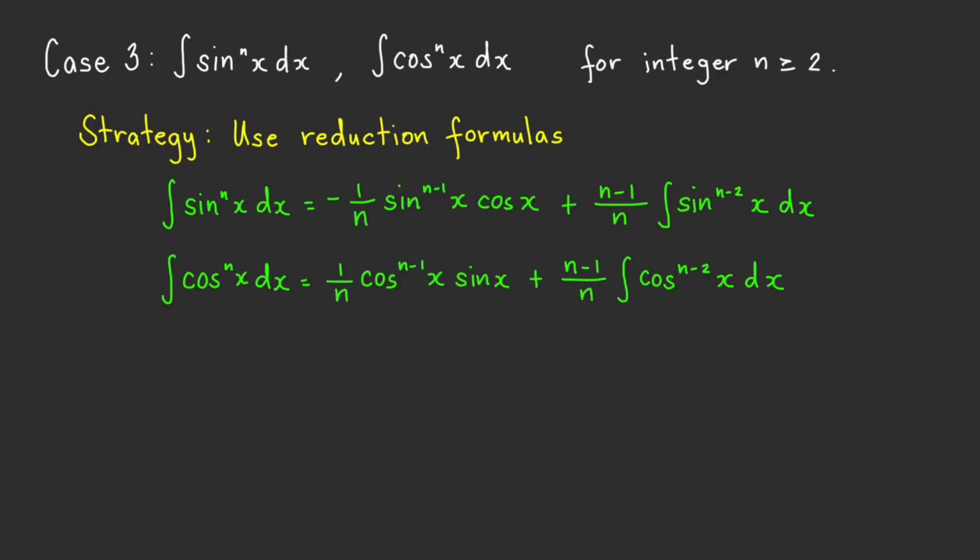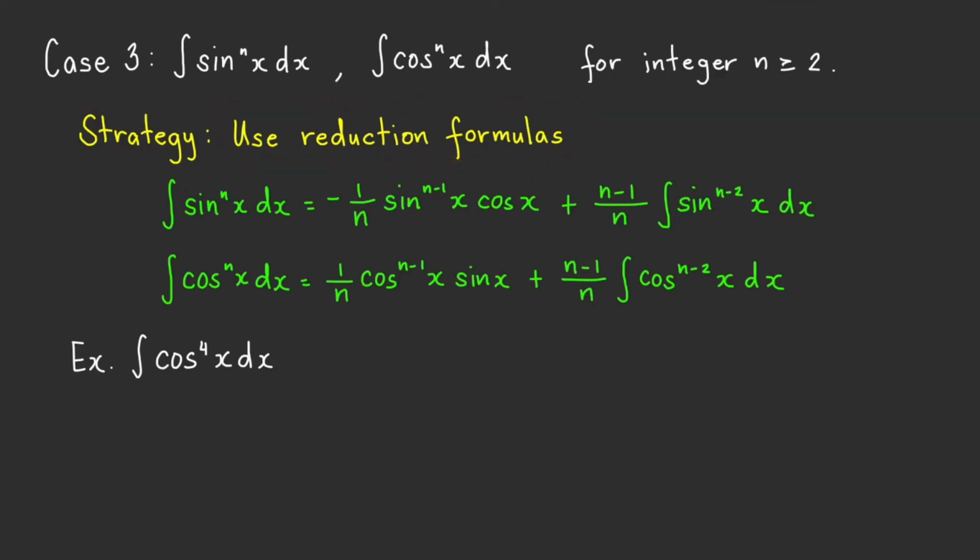For me, it's easier to use reduction formulas than the method that we used in case 2, in case this n here is even and it is greater than or equal to 4. Let's look at some examples. Let's say we want to evaluate this one. We already evaluated this in the previous case, but let's try using reduction formulas.